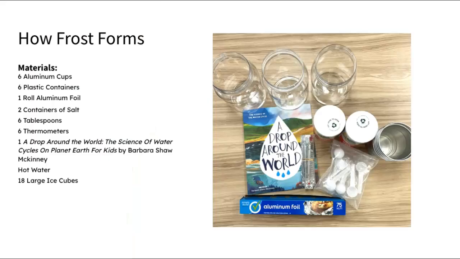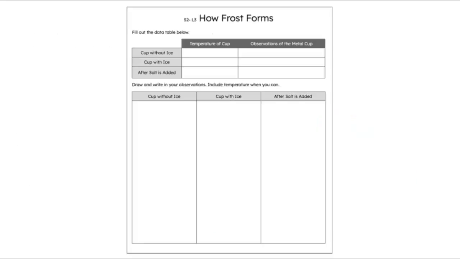Students will carry out the investigation in 6 groups. They will observe water phase changes through 3 rounds: hot water releasing vapor, adding ice to create condensation, and adding salt to make frost. Pause this video to review the list of needed materials and the items you can find in your kit for this activity.